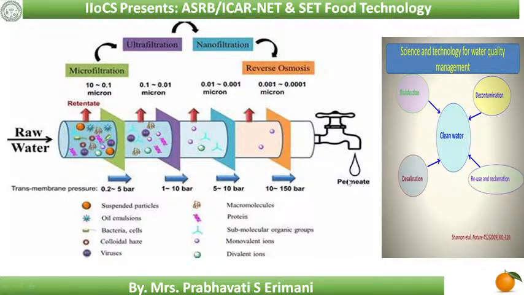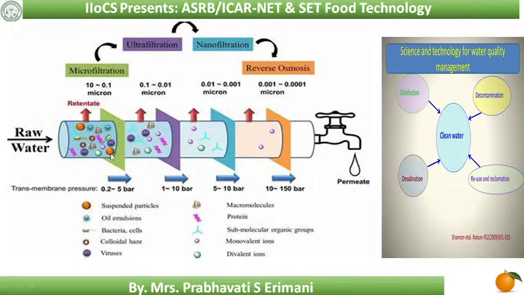How are we getting permeate? These are the micron sizes. Here is microfiltration, which is 10 to 0.1 micron, and the transmembrane pressure will be 0.2 to 5 bar. Here you can see the suspended particles, the oil emulsion, the bacterial cells, the colloidal haze, and some viruses.